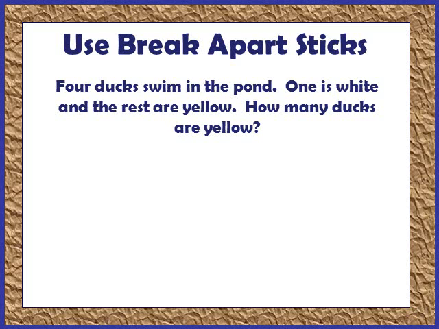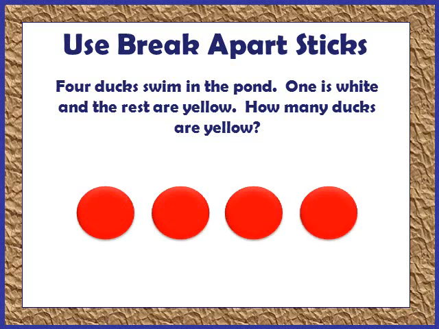It says, 4 ducks are swimming in the pond. 1 is white, and the rest are yellow. How many ducks are yellow? So at this point, we've modeled that there's 4 ducks in the pond. We know 1 is white, so we're going to use our break-apart stick to break apart the 1 from the rest of the set. To find out how many ducks are yellow, we count 1, 2, 3. There are 3 ducks on the other side of the break-apart stick, and those are our yellow ducks.